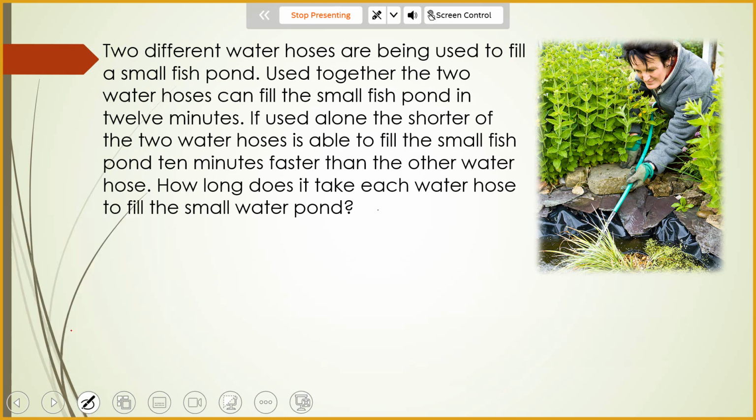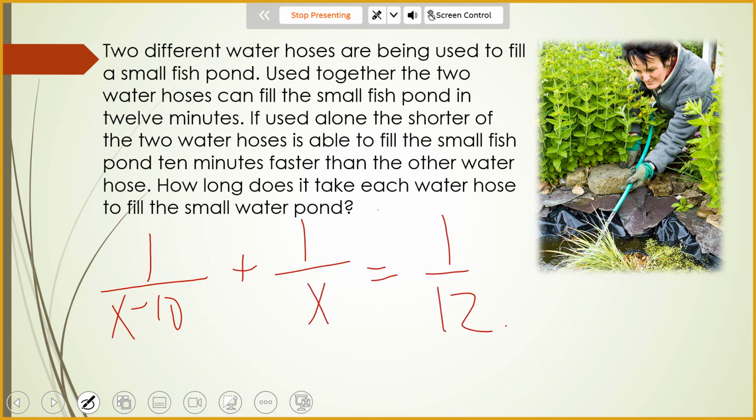And here's the reason why I wish I would have not erased this. This was 1 over x minus 10. This was 1 over x. This is 1 over 12. This was the smaller hose. This was the larger hose.